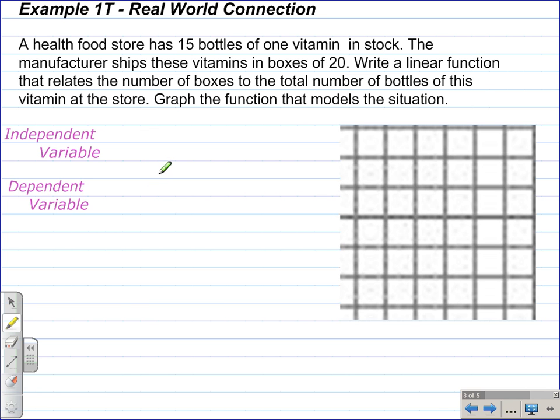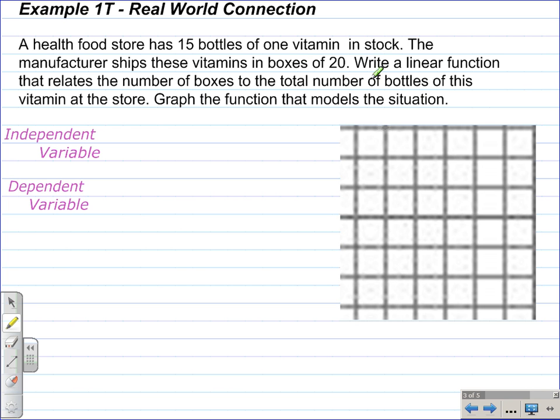I asked this question in class, what's the variables? One student told me 15, another student told me 20. It makes sense that you'd want to say, this is a math problem, so I'm going to give the numbers as the answer. It might be right, but they're not. What's variable is what we're going to use the letters to represent in our equation.